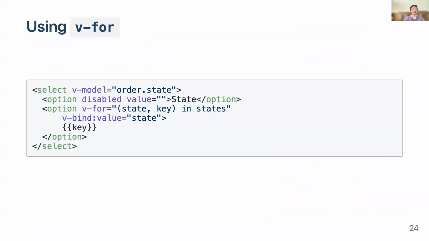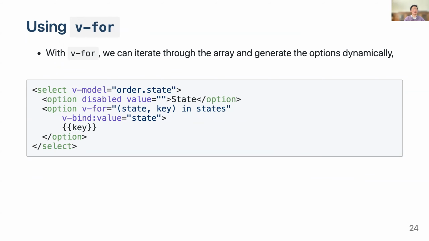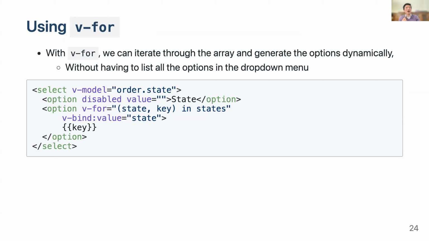Okay, now we're going to move on to the v-for part. So this is the states. Here, we actually can generate these options dynamically. Actually, I do need the states option there. And you can see this is still the job done option, and we still have the first option, which is the same as before.